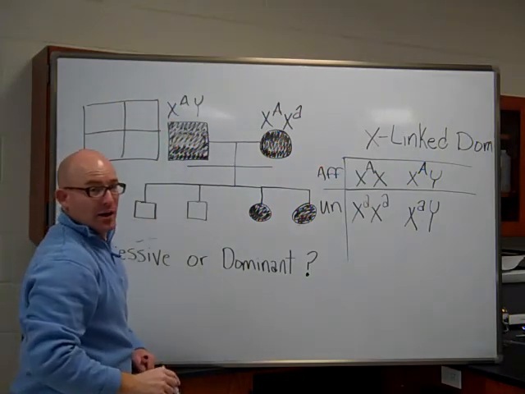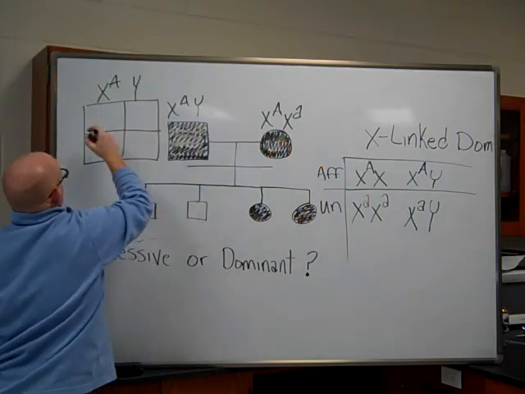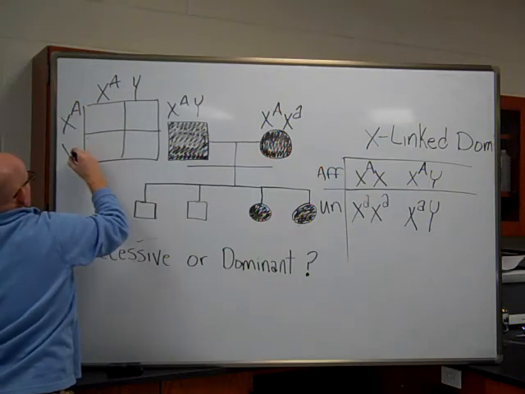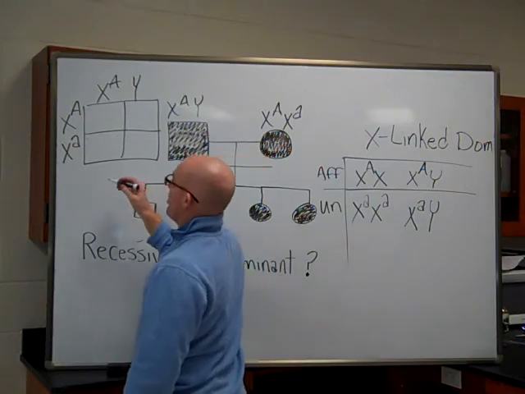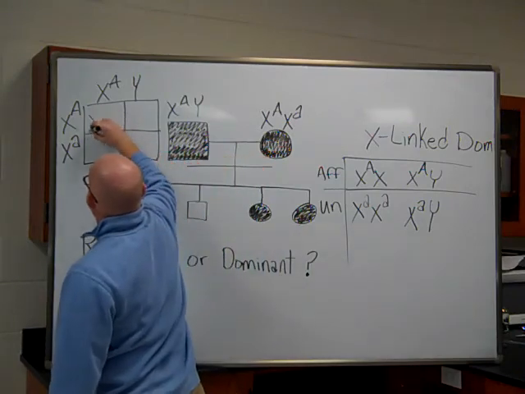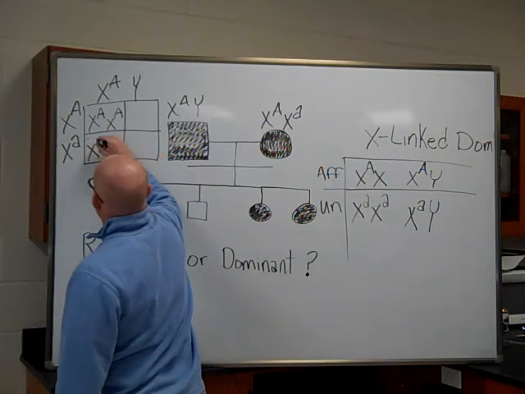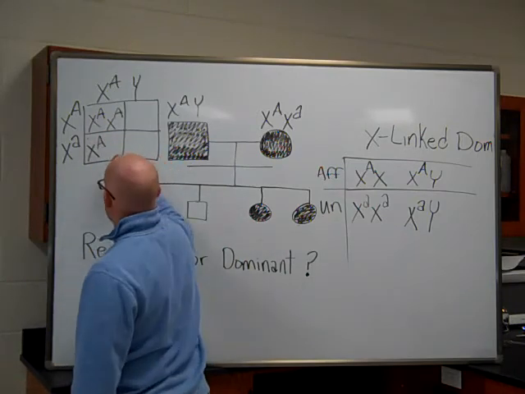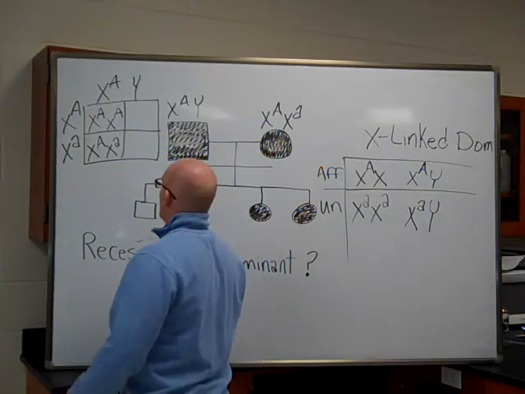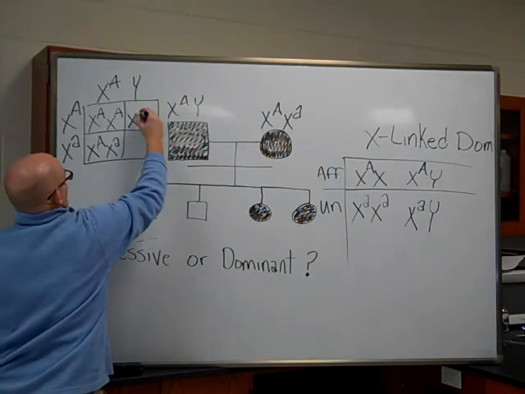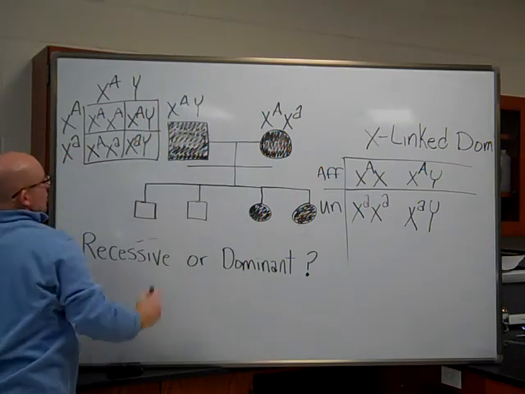We draw the Punnett square and put in the parent genotypes: X big A, Y for Dad, X big A, X little a for Mom. So they have a probability of having a daughter who is X big A, X big A. They have a probability of having another daughter who is X big A, X little a. They have a probability of having a son who is affected, and they have a probability of having a son who is unaffected.